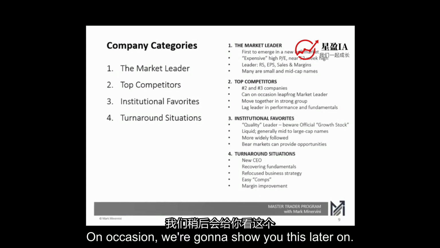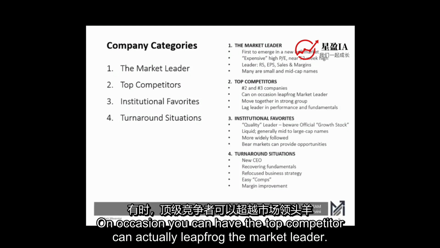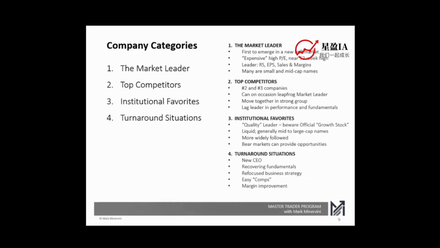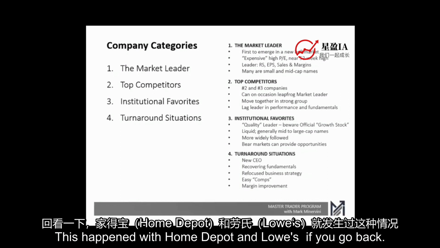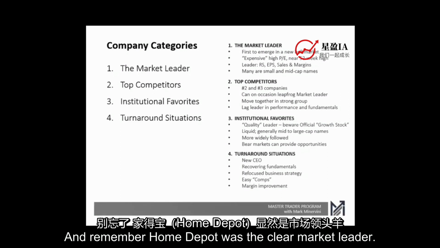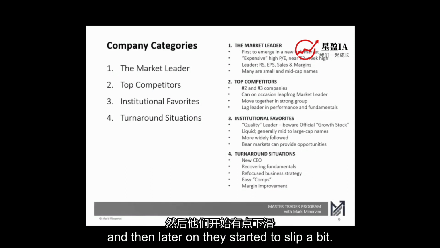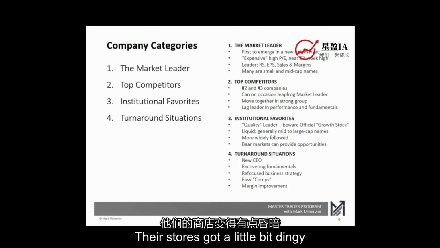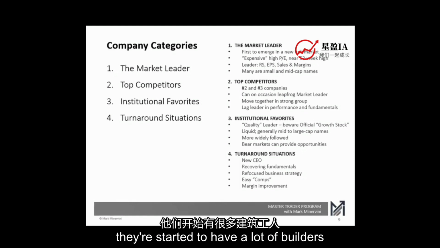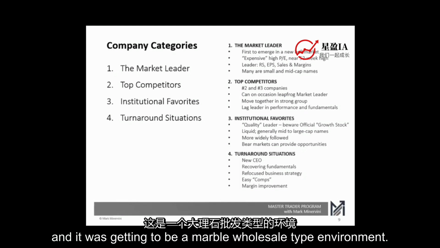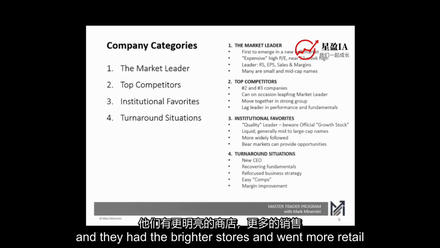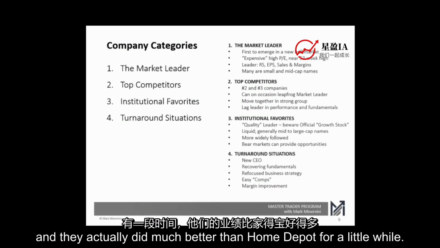Now, on occasion, and we're going to show you this later, the top competitor can actually leapfrog the market leader. This happened with Home Depot and Lowe's. If you go back and remember, Home Depot was the clear market leader. They really sort of defined that space with home improvement. And then later on, they started to slip a bit. Their stores got a little bit dingy. They started to have a lot of builders, and it was getting to be more of a wholesale type environment. And then Lowe's took advantage of that, and they had the brighter stores and went more retail, and they actually did much better than Home Depot for a little while.